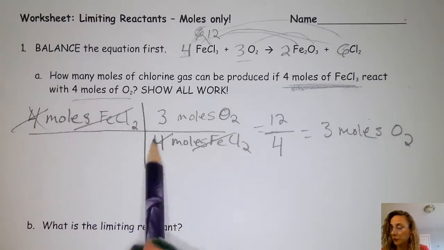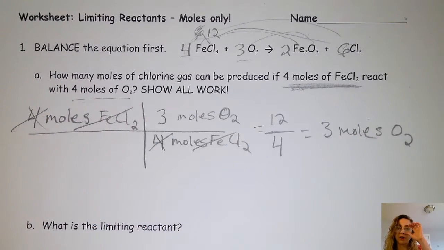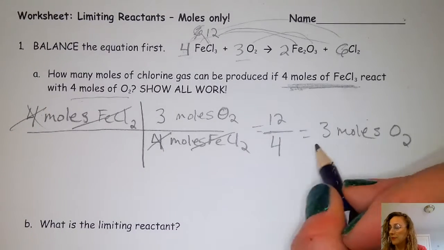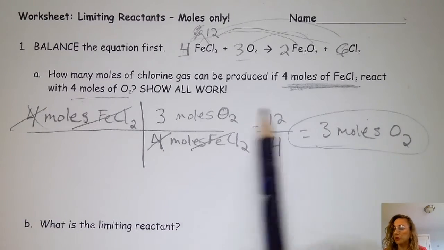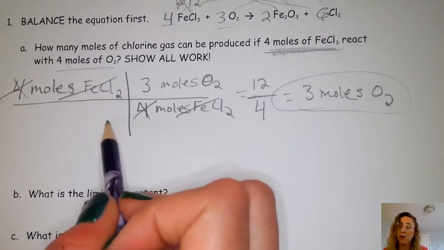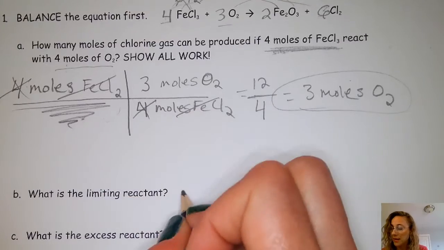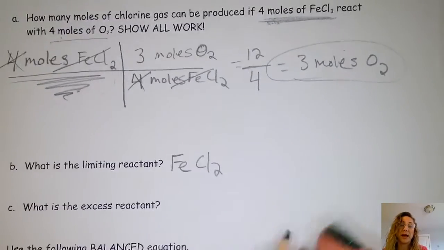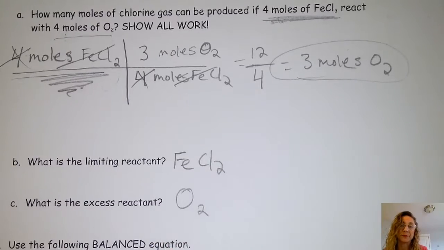Which you could have also just said, oh, those 4 moles on the top and the bottom cancel out, and then you're left with 3 moles of oxygen, but that's okay. So yeah, indeed 3 moles of oxygen is needed, and then you would compare it with the 4 moles of oxygen, and you'd say, cool, then I know that the 4 moles of iron chloride is the limiting reactant, and the excess reactant is the oxygen in this case.